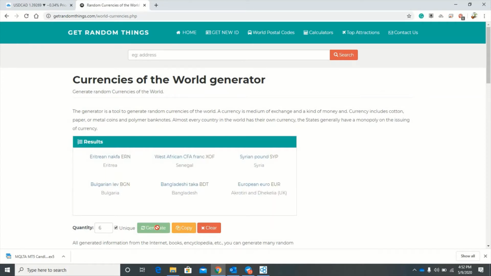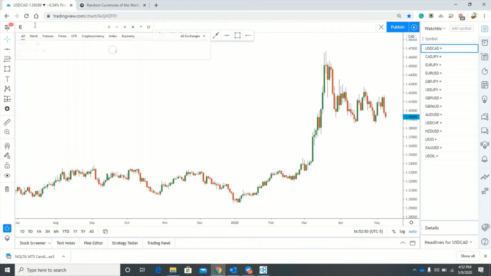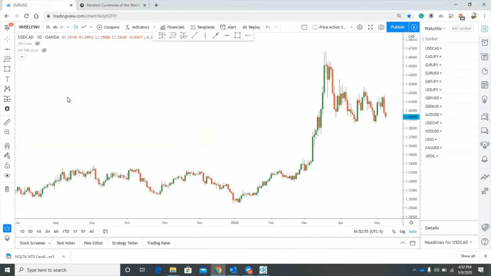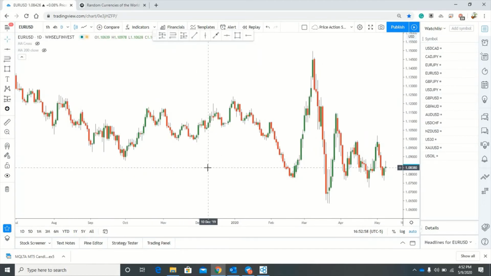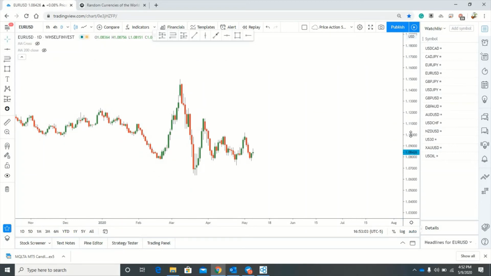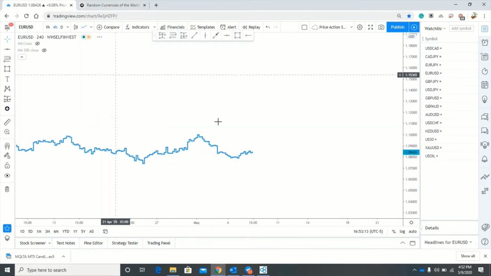It's frozen. Alright, so it's giving us Euro USD. Let's go back to the chart and type in the Euro USD. Select a random. Now if you guys remember, I did do a video on how to play support and resistance. If you guys don't remember how, I will leave the link in the description. Alright, so let's get started.